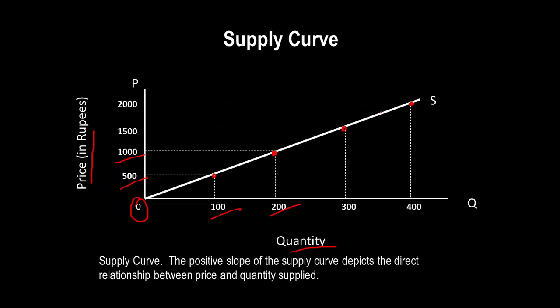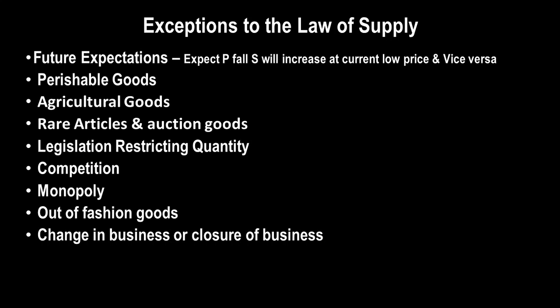You connect this line, so you will have an upward sloping supply curve from left to right, and this is a linear supply curve because the change is constant. You can have a non-linear supply curve also, that is also possible. So this also establishes a positive slope of the supply curve, depicting a direct relation between price and quantity supplied. So these are some of the important ways through which you can show the law of supply.